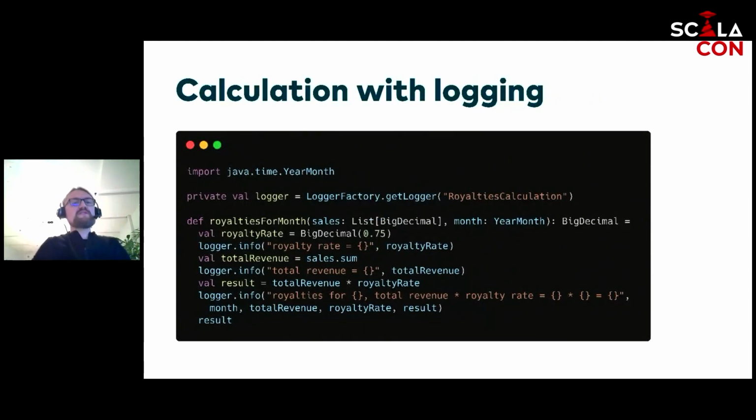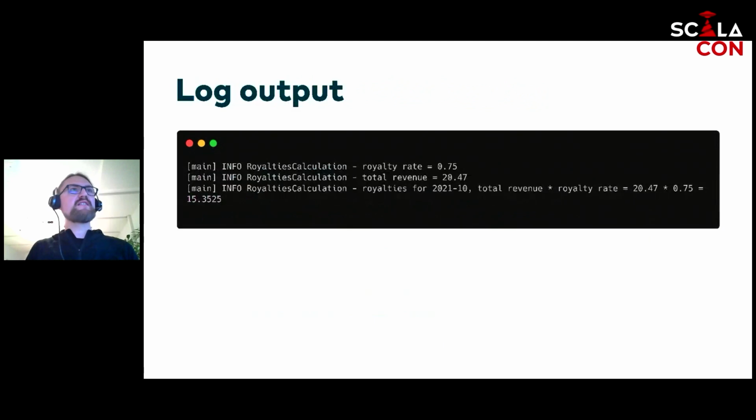Now, the first approach I'm going to introduce just uses standard logging. So in this implementation, we log all the input variables of our calculation, which is the royalty rate and the total revenue. And we also log all calculation steps. In this simple example, there's only one calculation step, which is the third log entry. And if we do this, then the log output will look something like this.